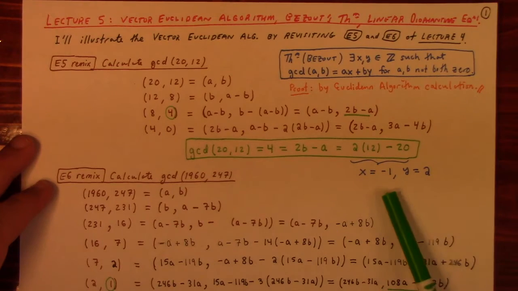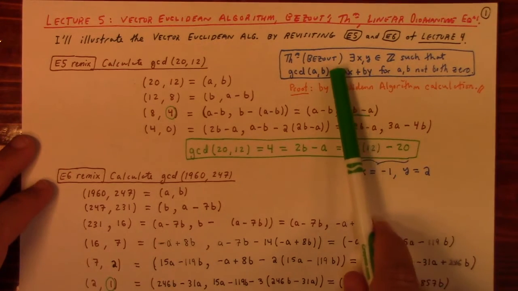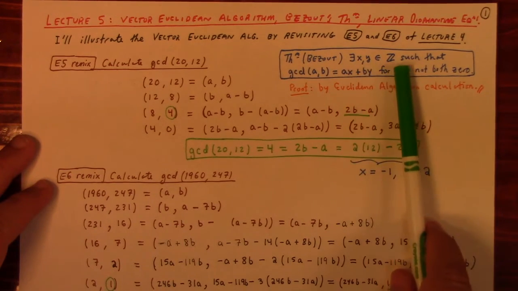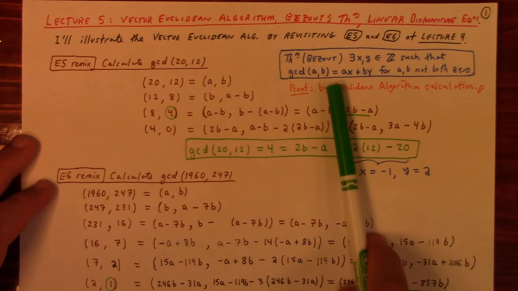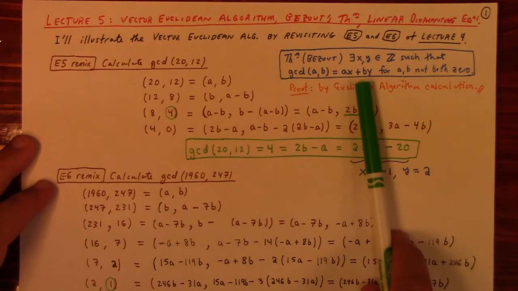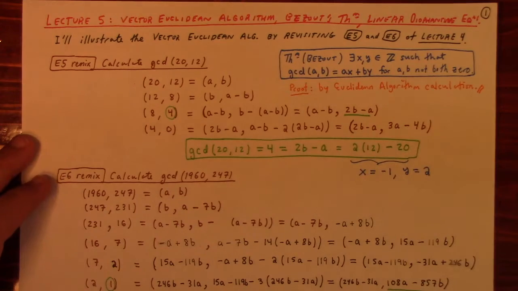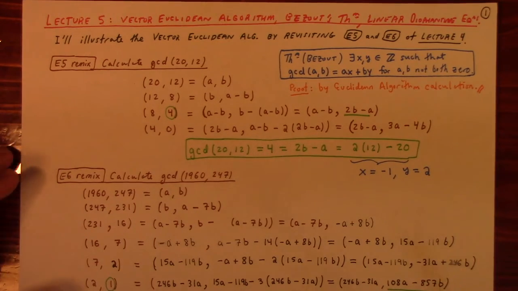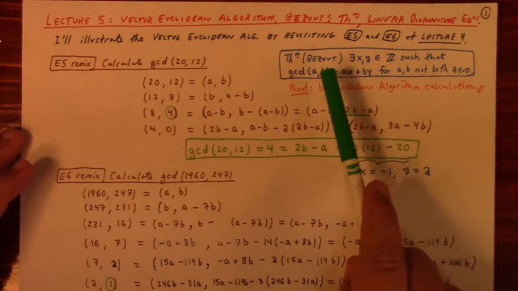All right, and that illustrates what's called Bezout's theorem. Bezout's theorem says that there exist integers x and y such that the GCD of A and B is Ax plus By, provided A and B are not both 0. So the GCD makes sense.